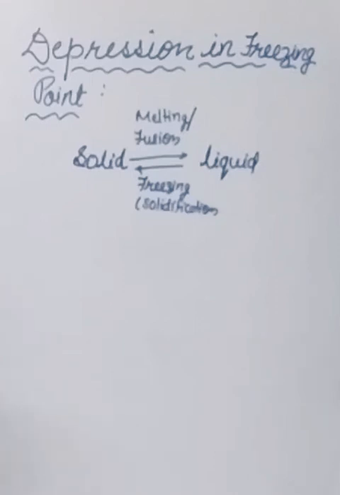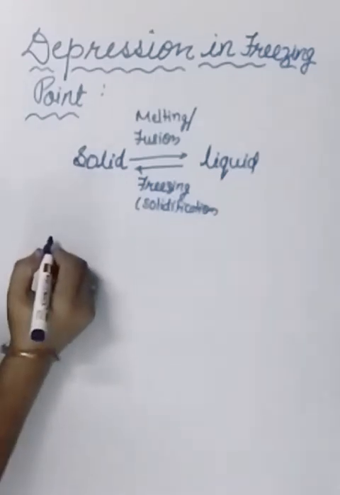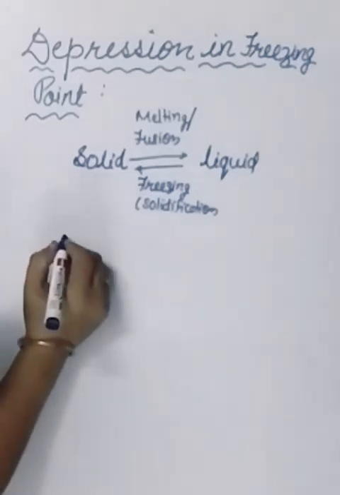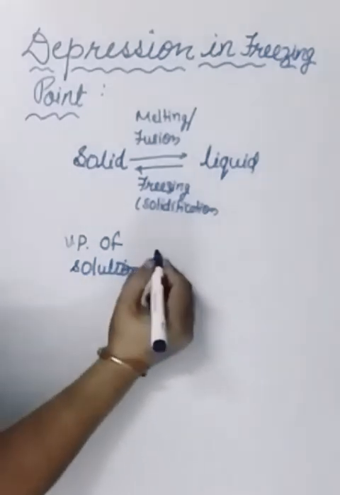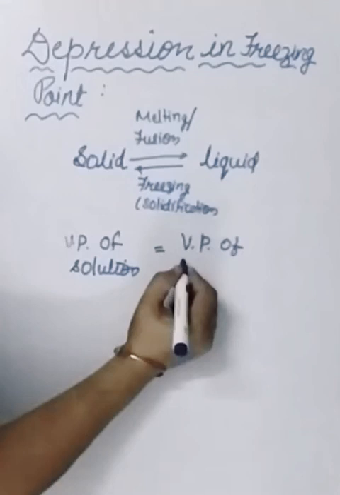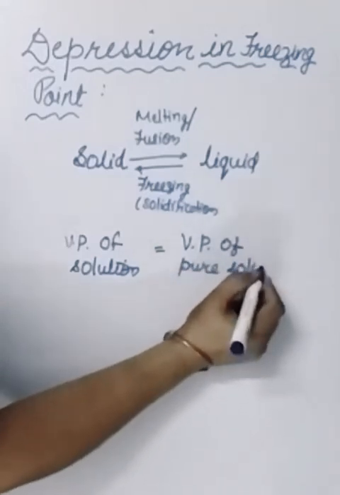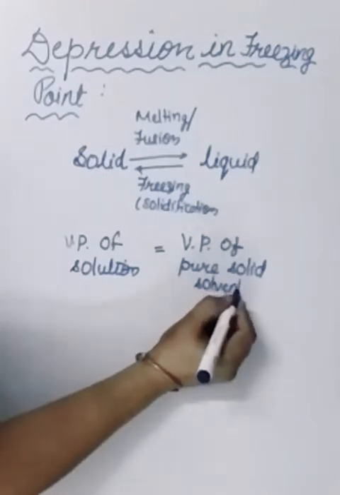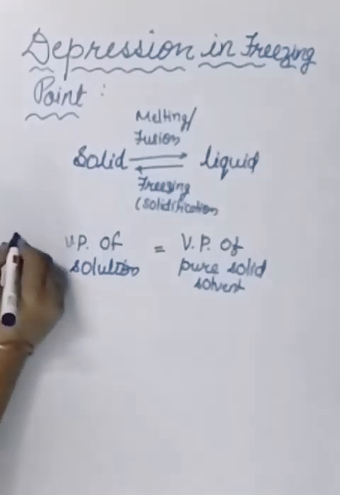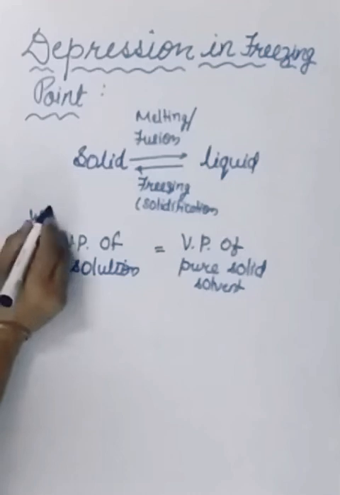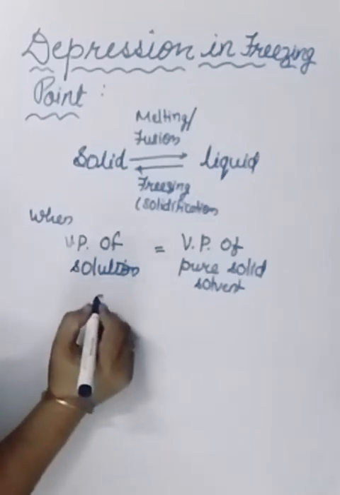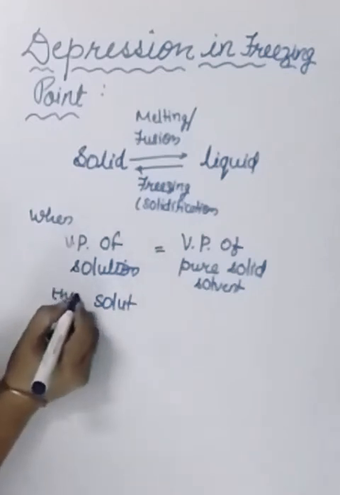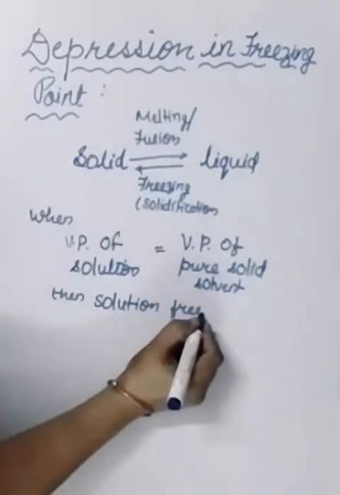Now a solution freezes when its vapor pressure becomes equal to the vapor pressure of the pure solid solvent. When the vapor pressure of the solution becomes equal to the vapor pressure of the pure solid solvent, then the solution freezes. This is known as freezing.